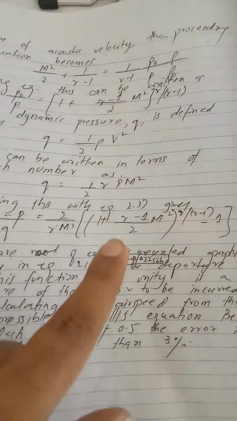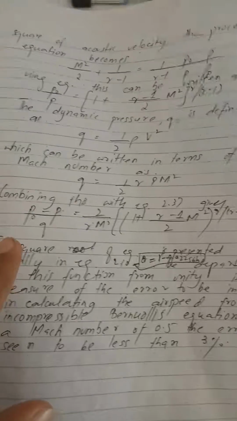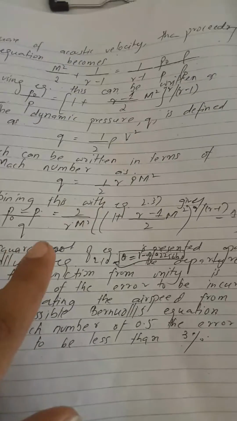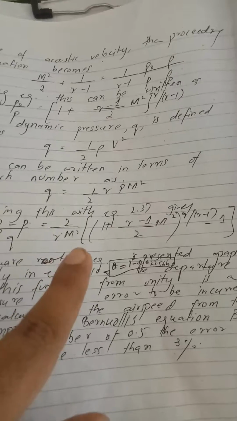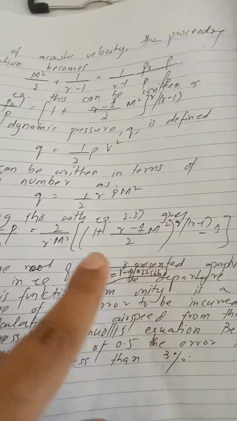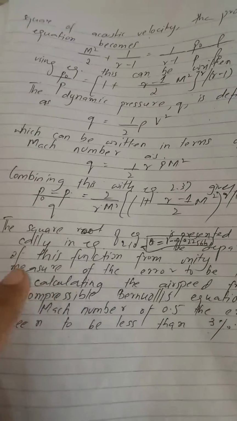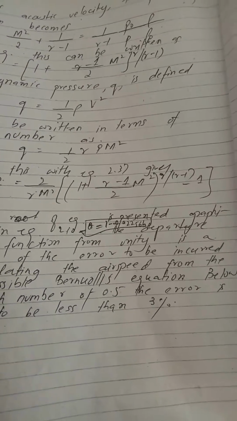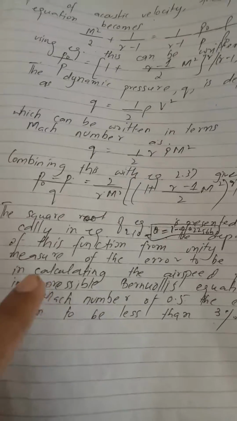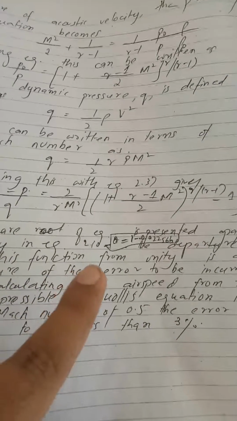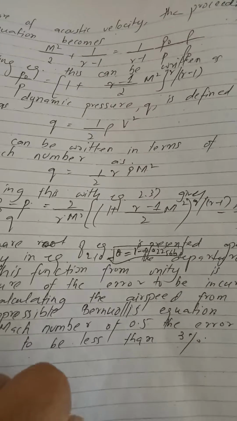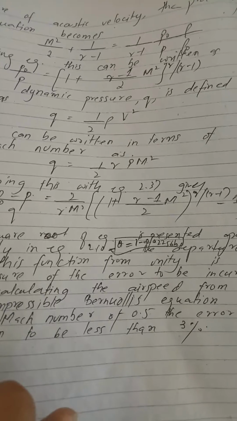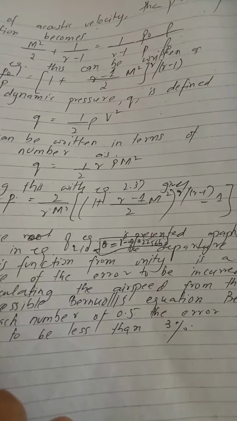Combining this with equation 2.37 gives (P naught minus P) over Q is equal to 2R rho m squared, which is equal to this. You just have to put in the values. The square root of the equation is presented graphically in this equation, which is theta is equal to 1 minus 0.2256 b.